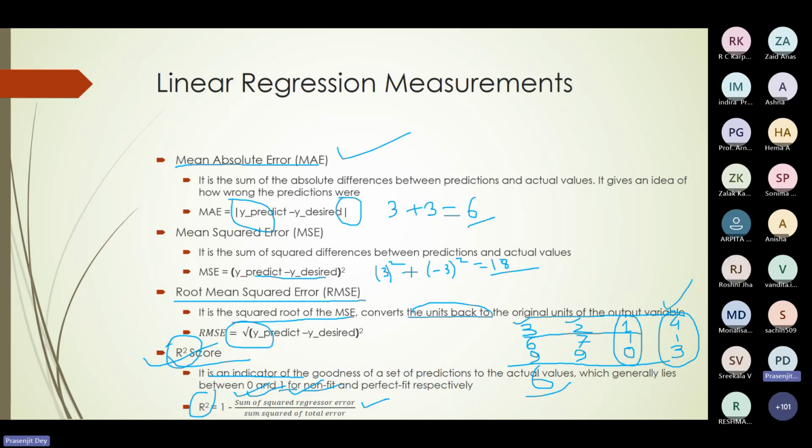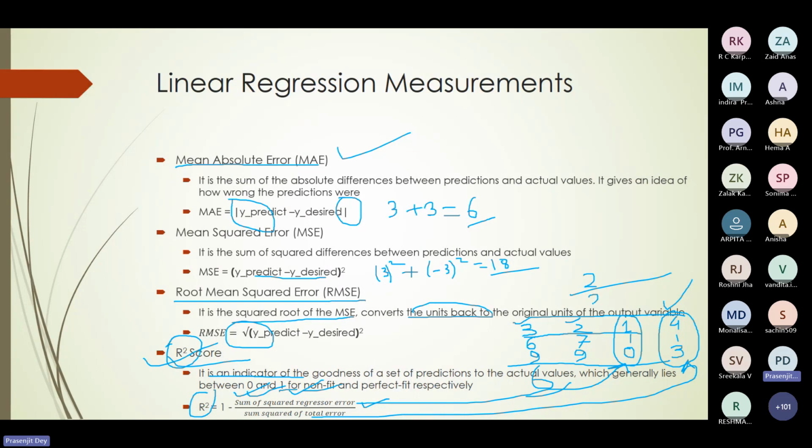That is the sum of squares of total error. This represents the sum of squares of total error, and this represents the sum of squares of regression model error. So actually you need to do the square. So 1 square plus 1 square plus 0 square, which will give us a value 2. And divided by, 4 square is 16, 1 square is 1. So 16 plus 1, 17, and 3 square is 9. So 17 plus 9 is 26.